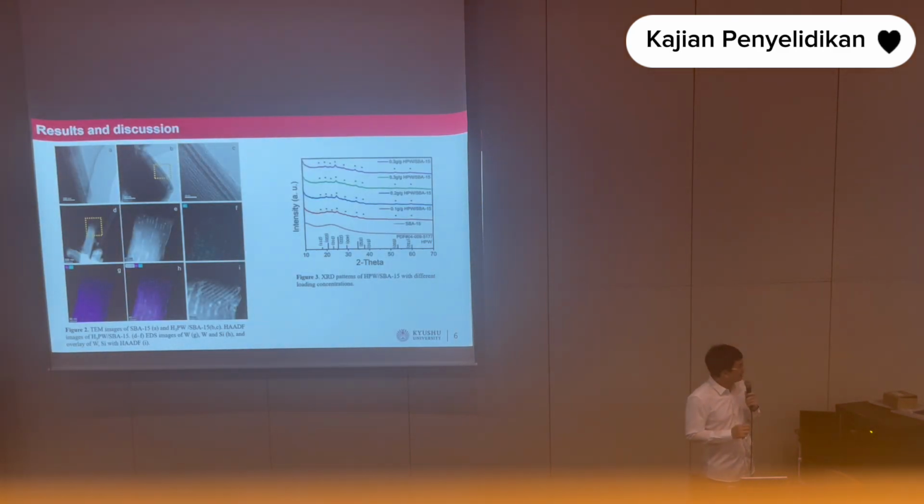Here are the figures from the microscopy we tested. Figure A is pure SBA-15. As you can see, the channel is very smooth and there is nothing else inside. Figure B is after we doped HPW, and you can clearly see some channels were filled by HPW. Figure C is a higher magnification of Figure B. When we take EDS, we can see tungsten is all around the SBA-15, not only the filled side.